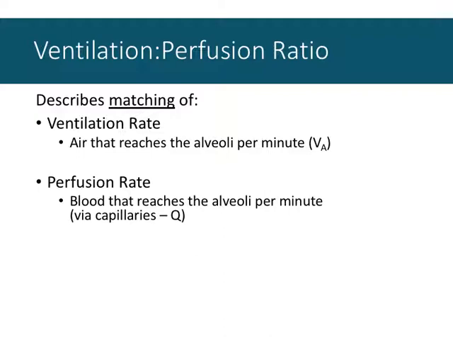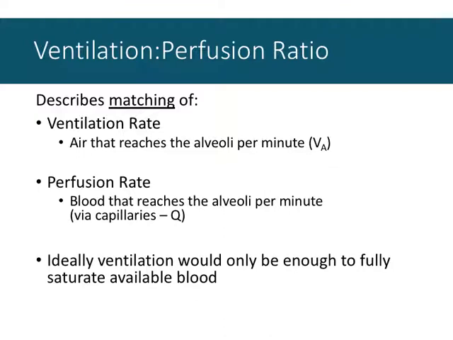And perfusion, the amount of blood that reaches the alveoli per minute, is in the capillaries largely dependent on cardiac output, so the flow of blood through the vasculature. And this increases and decreases with heart rate and stroke volume. We'll see that later.